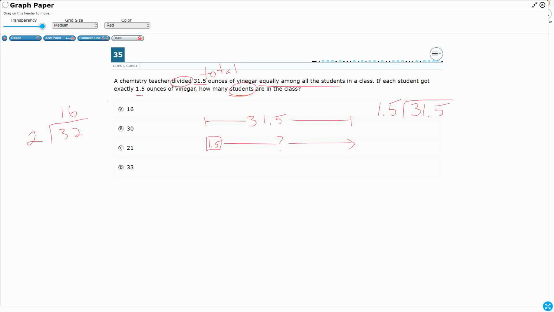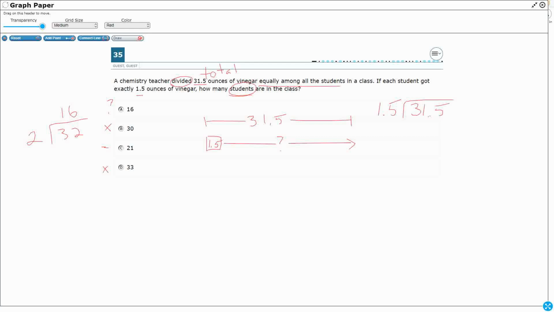Okay, so maybe here, that looks a little bit too big, but I could maybe see that because I did have to round up. So we'll see. We've got a few of these options. I'm really looking at the 16 or the 21.